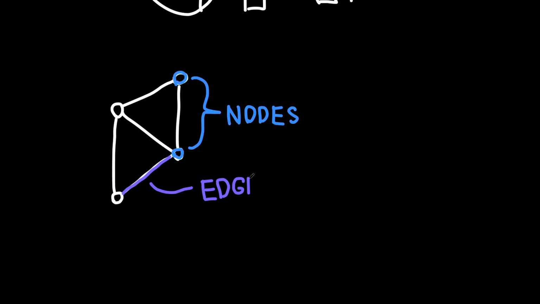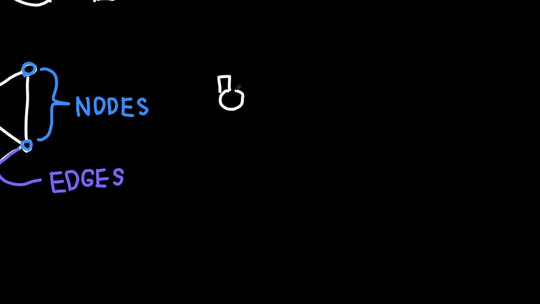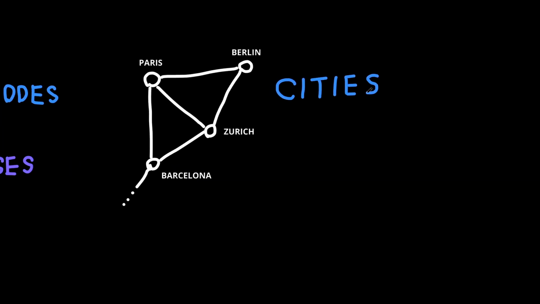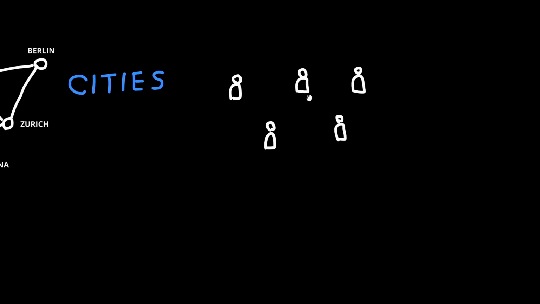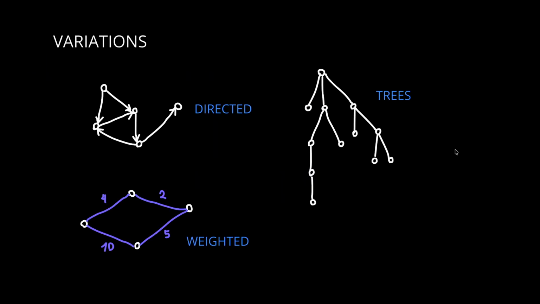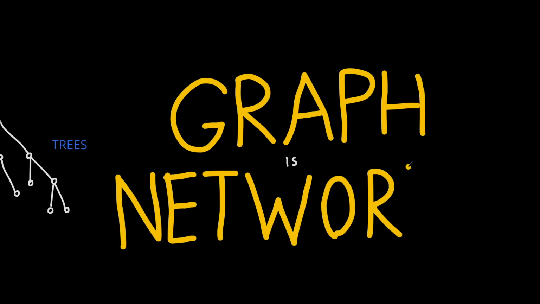As you may know, there are these things called graphs. Essentially, they represent some kind of network. Graphs are composed of nodes and edges. A good example would be this. Nodes are cities and edges are roads between the cities. Or nodes might represent people and edges friendship between people. There are a lot of variations of graphs, but at their core they represent some network.